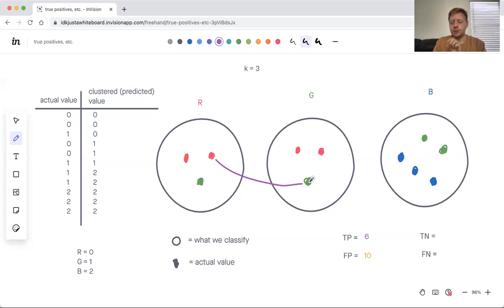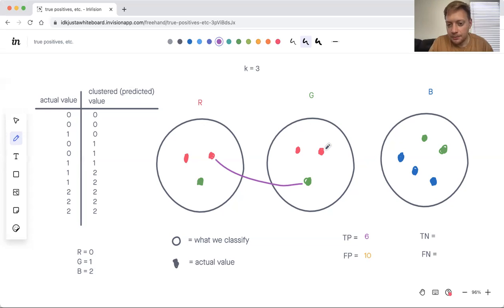So this is a true negative because our algorithm says, hey, put them in different clusters. And when we look at their types, they are different actual values. So these really should be separated, and our algorithm did that correctly. This is a true negative, right?